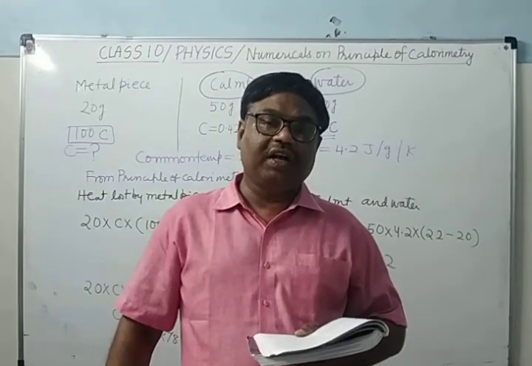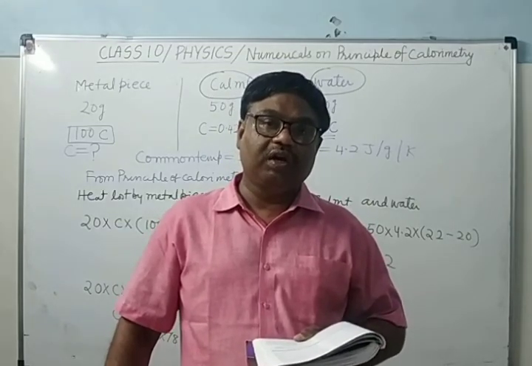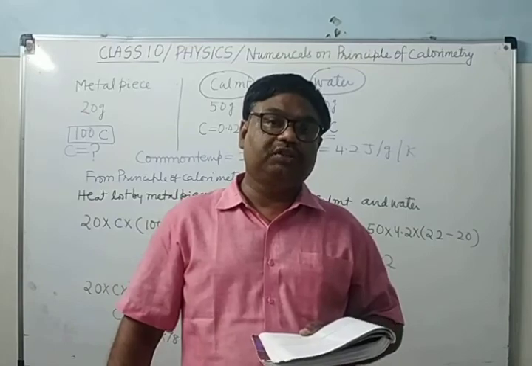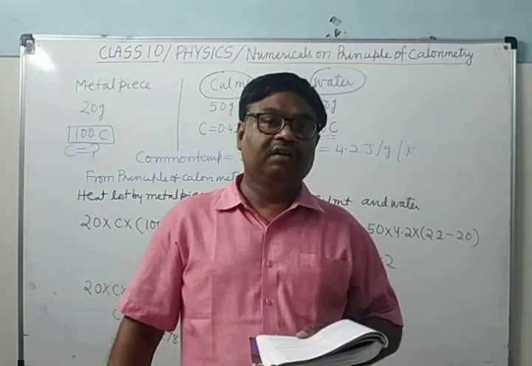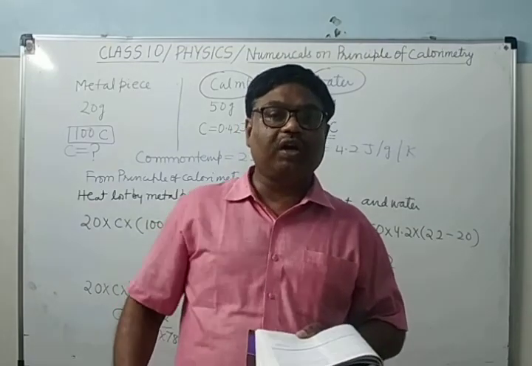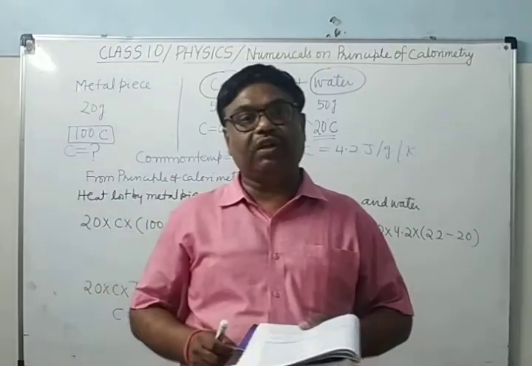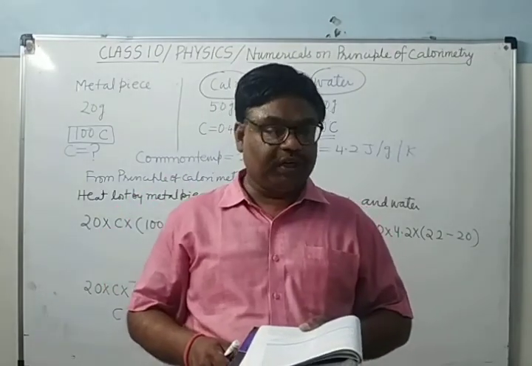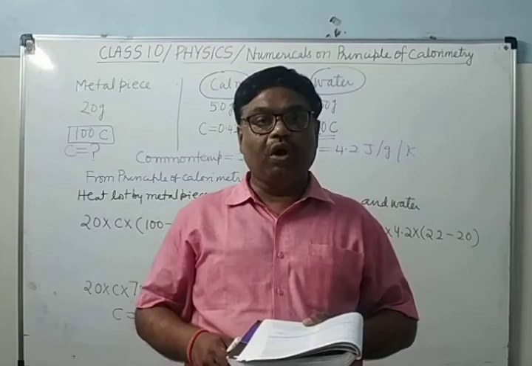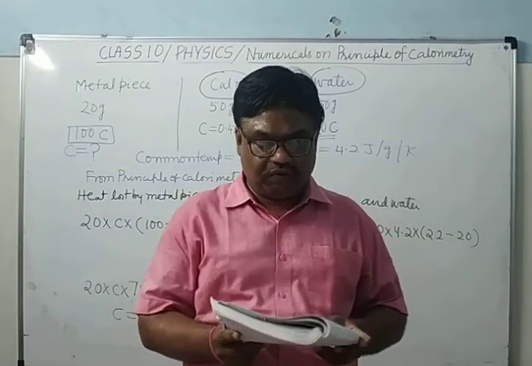Now power of kettle is 1.25 kilowatt. 1.25 kilowatt means 1250 watt. How will you convert kilowatt into watt? By multiplying with 1000. So what will be the time taken? Q upon P. That way you can do.